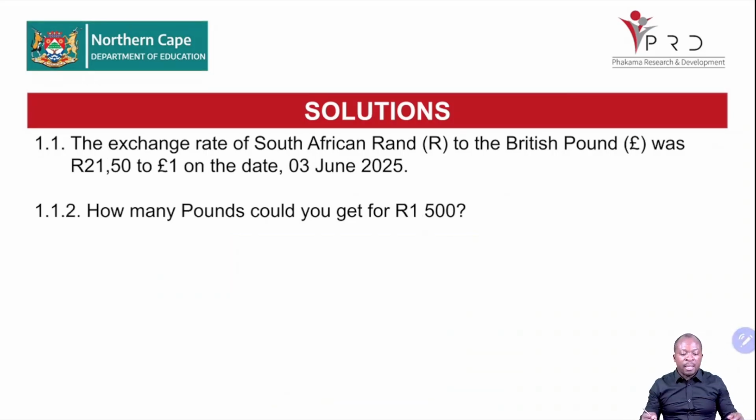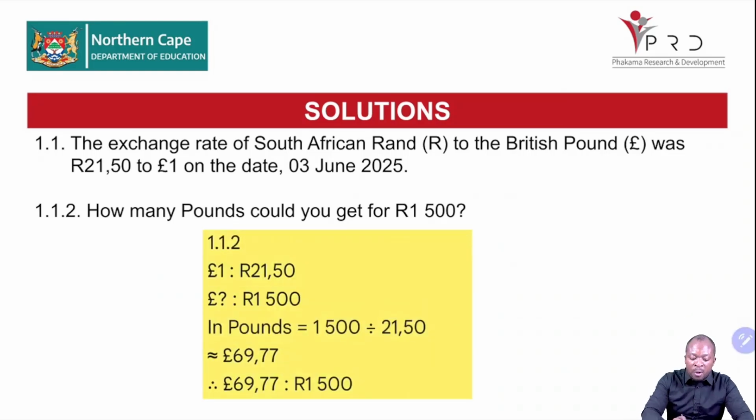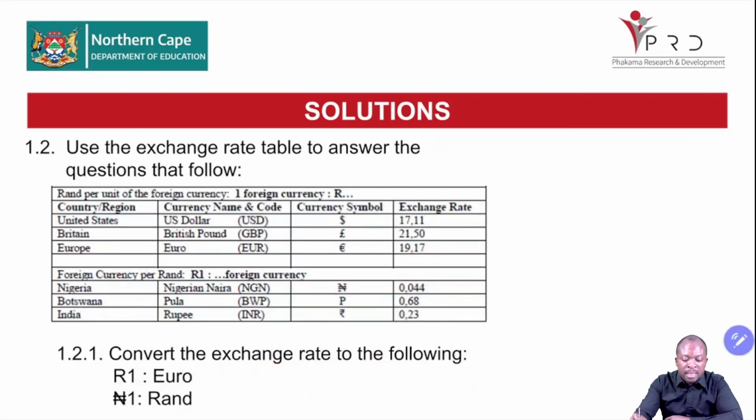Okay. Then let's look at number 1.2.2. It says, how many pounds could you get from 1,500? How should we do this one? We know that 1 pound is the same as 21 rand 50. So now that we have 1,500, can you see how I've written them? They are on both sides. So we divide by the same currency. We are dividing by the same currency.